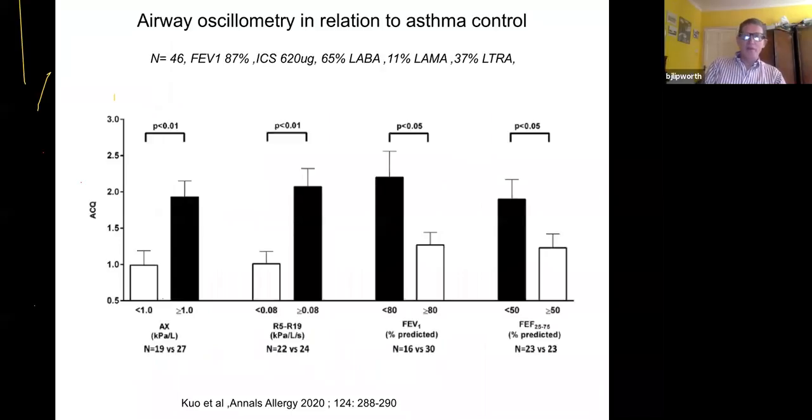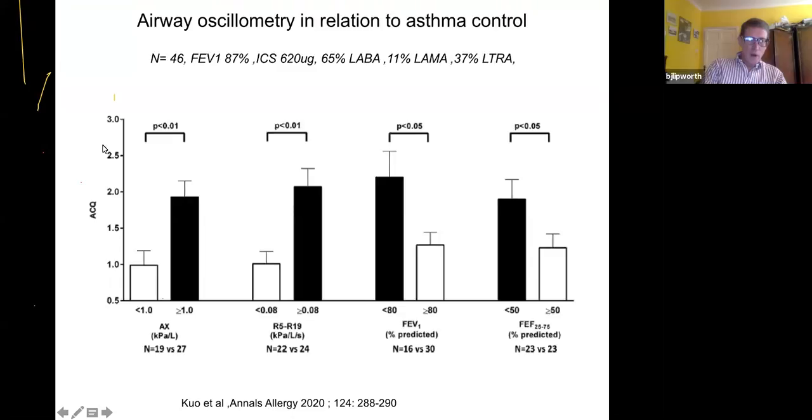Now, if you're still not convinced, here's another cohort, which my current fellow, Chris Kuo, published in Annals of Allergy, Asthma, and Immunology. A smaller cohort, albeit 46, mean FEV1 80%, 600 micrograms of inhaled steroid, 65% were taking LABA, 11% LAMA, and 40% LTRA. So, you know, more on the moderate end of the asthma spectrum.